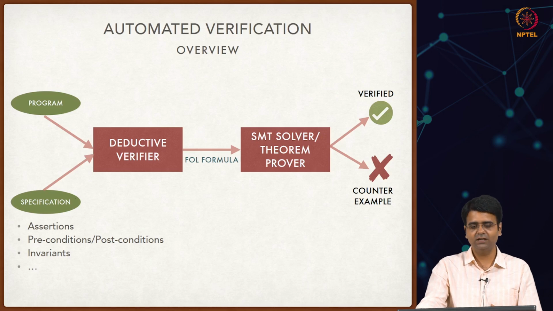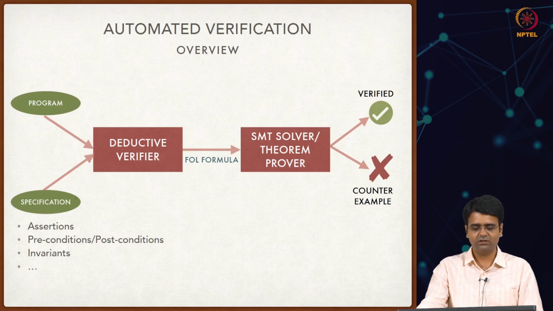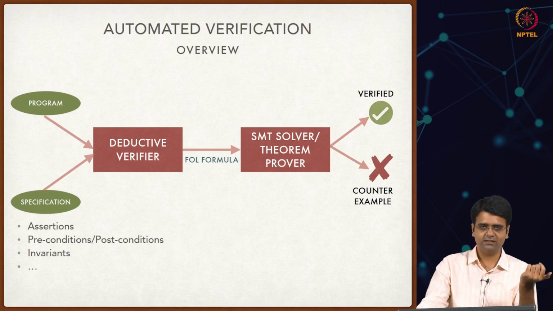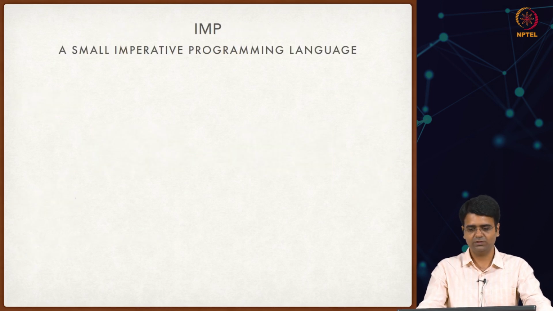The programmer has to give the specification as input to the deductive verifier. You can write the specification in various forms. It can be given in the form of assertions, which are essentially properties that you want to check regarding the state of the program. Also preconditions, postconditions, invariants, and so on. We are going to look at all of these different forms of specification for writing correctness of programs.